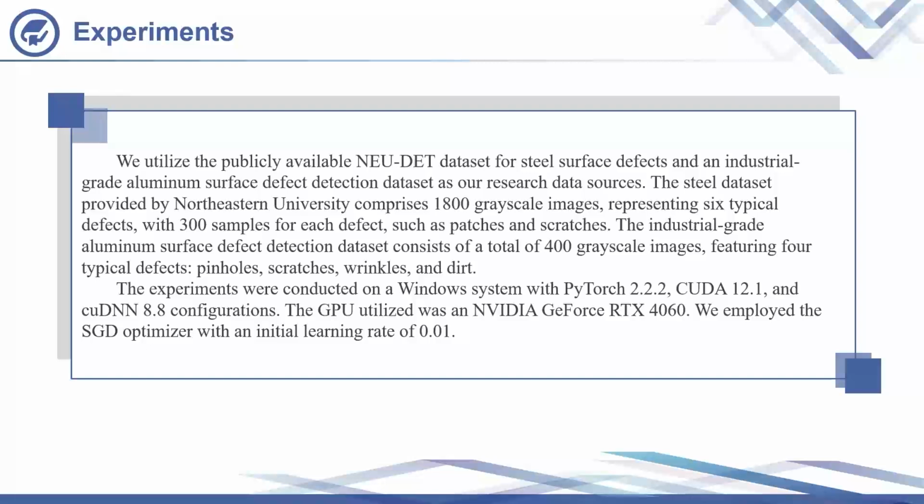The industrial-grade aluminum surface defect detection dataset consists of a total of 400 grayscale images, featuring four typical defects: pinholes, scratches, wrinkles, and dirt. The experiments were conducted on a Windows system with PyTorch 2.2, CUDA 12.1, and cuDNN 8.8 configurations. The GPU utilized was an NVIDIA GeForce RTX 4060. We employed the SGD optimizer with an initial learning rate of 0.01.